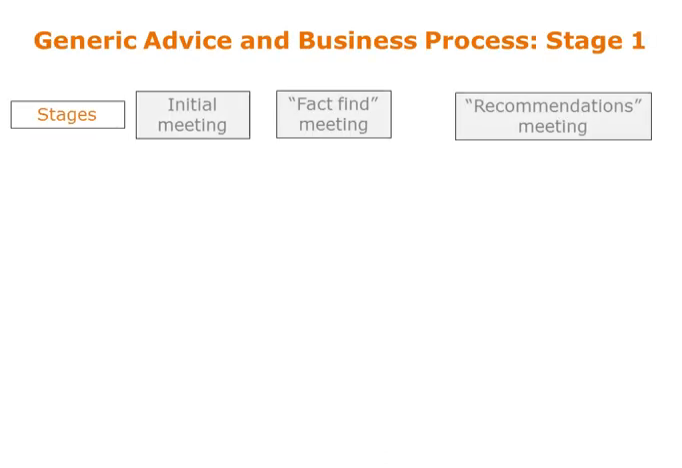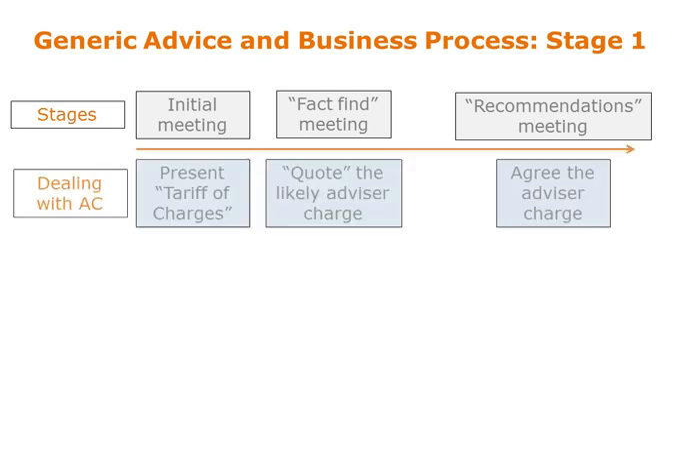You'll recognise the stages here: initial meeting, fact-finding and recommendations. There's an advisor charging requirement at each stage. In the first meeting, we need to tell clients the basis upon which they'll be charged. In the fact-find, the client may ask us what the likely cost is of our advice services. And finally, in the recommendations meeting, clients will want to know exactly what they need to pay us.